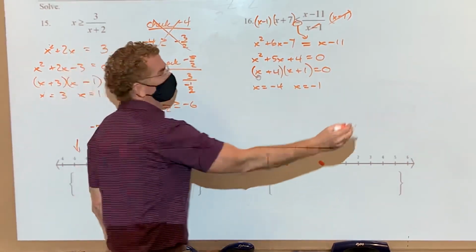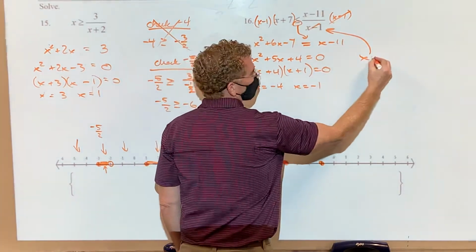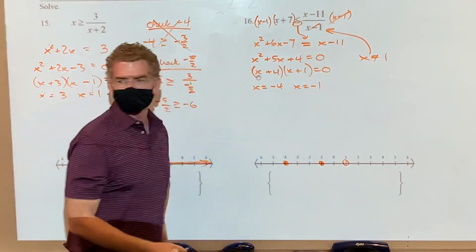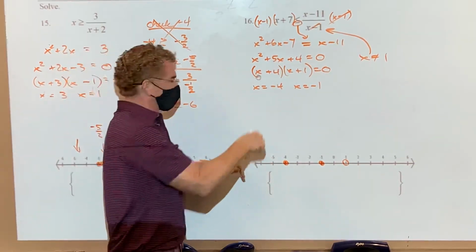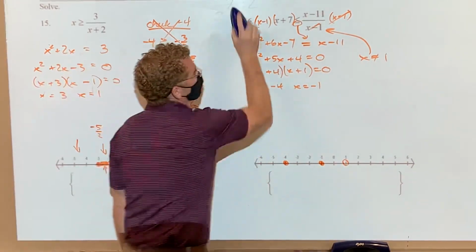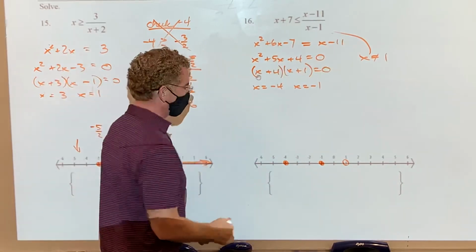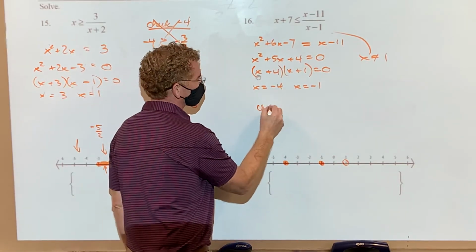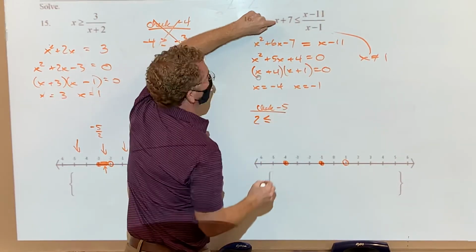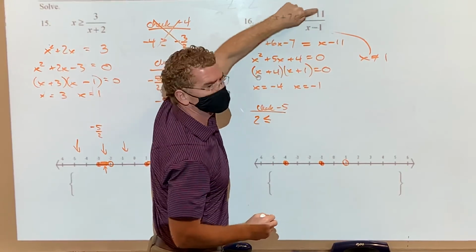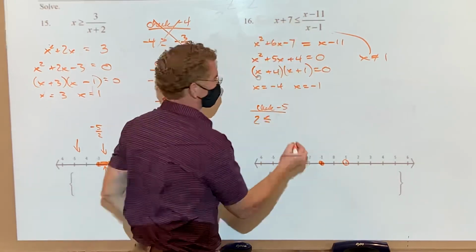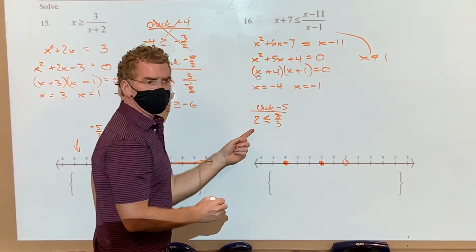But what else do I know? x cannot equal positive 1. Open circle there, and this is more like what I'd probably give you on a test, where you get nice, neat whole numbers that you can check. So the check's going to be a little worse than before. If I check something like negative 5, I get negative 5 plus 7 is 2. Negative 5 minus 11 is negative 16 over negative 6, which is 16 over 6, which is 8 over 3, and that is a little bit bigger than 2.